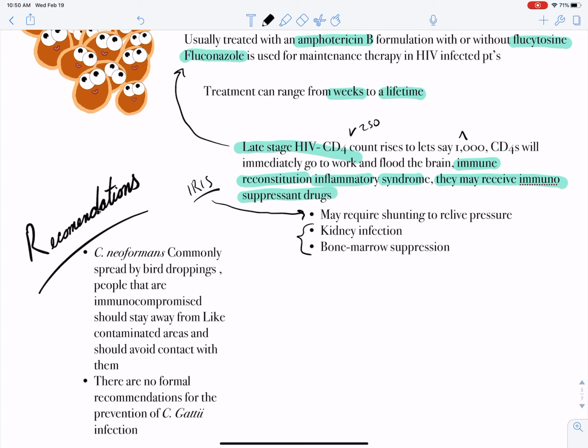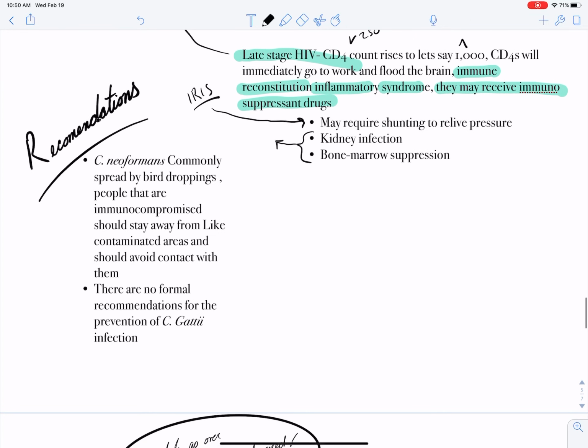So kidney infection and bone marrow suppression can also happen in people that are being treated, not specifically with AIDS, but with any of these drugs. Some of the recommendations that have been given. So for C. pneumoniformis, we're going to see it commonly be spread by bird droppings again. So we're just going to recommend that if you're immunocompromised, just stay away from birds and bird droppings. Not that you're necessarily running towards those anyway. And then for the lesser common, we actually have no formal recommendations.